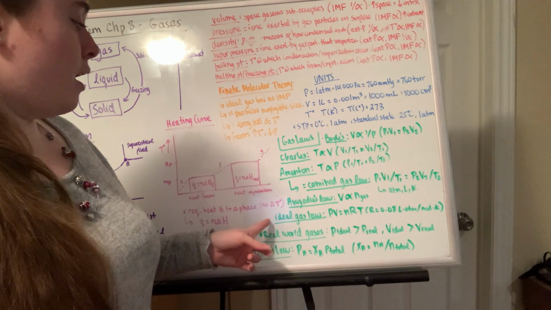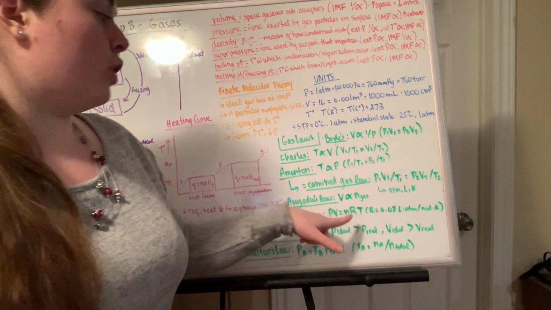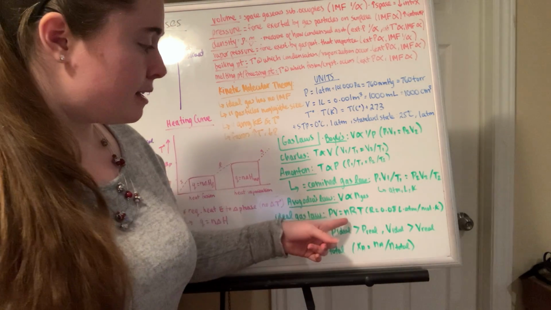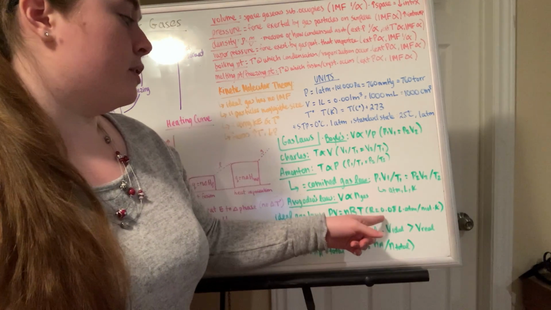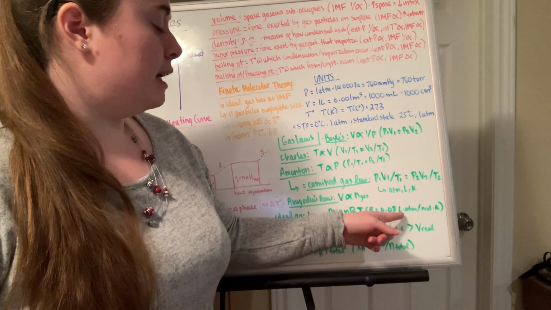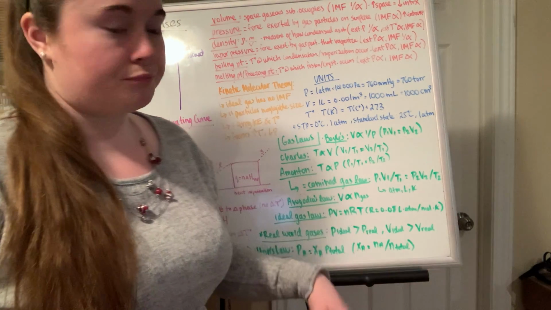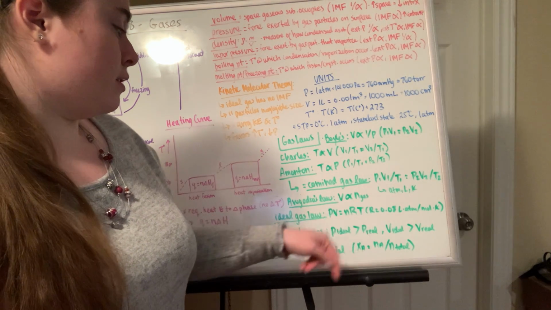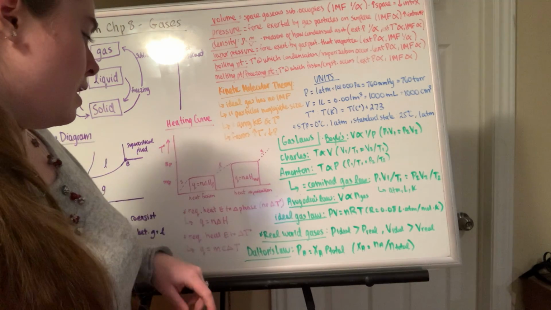Then you have the ideal gas law, which is PV equals nRT, where P is the pressure, V is the volume, n is the number of moles, R is the gas constant, which is 0.08 liters times atm over moles times Kelvin, and T is the temperature. So PV equals nRT, the ideal gas law equation, is super important.